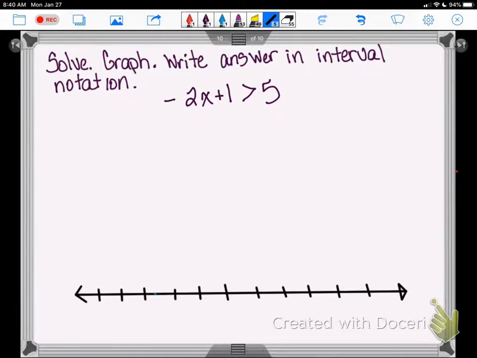Now, this is the exception, where we've got to do something a little bit different. I'm going to start solving this. I'm going to subtract 1 from both sides. I have negative 2x is greater than 4.